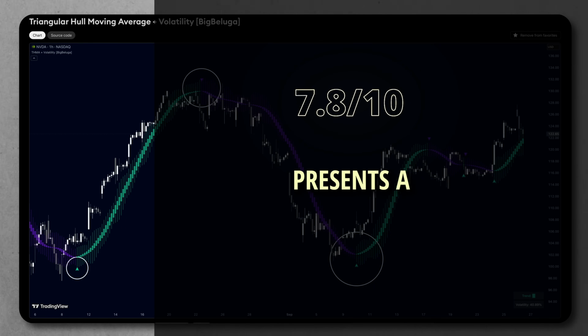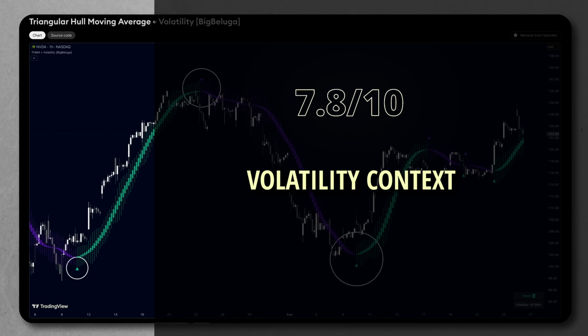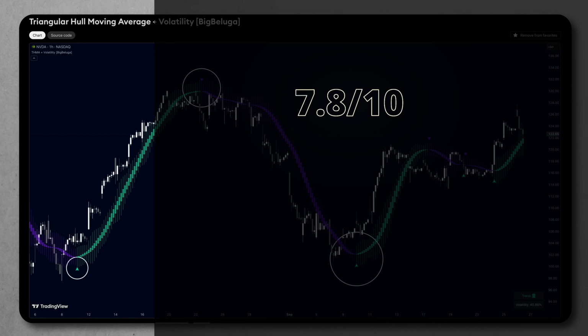The indicator presents a thoughtful blend of trend smoothing and volatility context. While the visualization is clean and the logic intuitive, deeper customization or more nuanced logic might improve adaptability across strategies. Still, it's a well-constructed tool for directional confirmation and visual reinforcement.